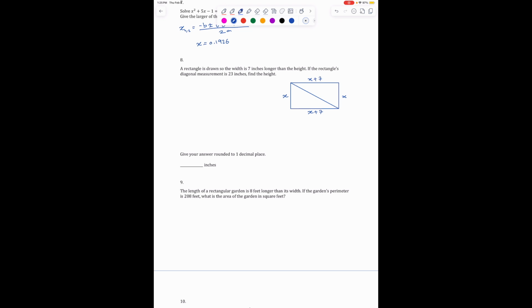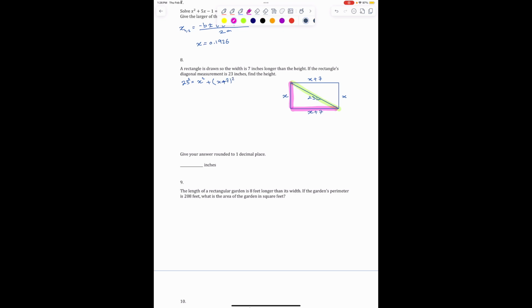Now, we would like to find the measurement of the height, which is basically x, if we know that the diagonal measures 23 inches. So the diagonal is 23 inches. I'm going to use the Pythagorean theorem in this case. If you notice, the diagonal is going to be the hypotenuse, and the other two legs are the height and the width. So I'm going to say the hypotenuse squared, which is 23 squared, is equal to x squared, which is the height, plus the width, which is x plus 7, all squared.